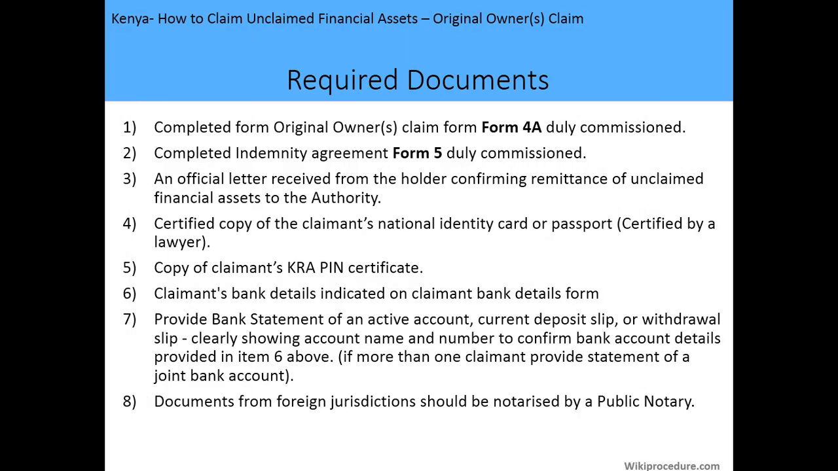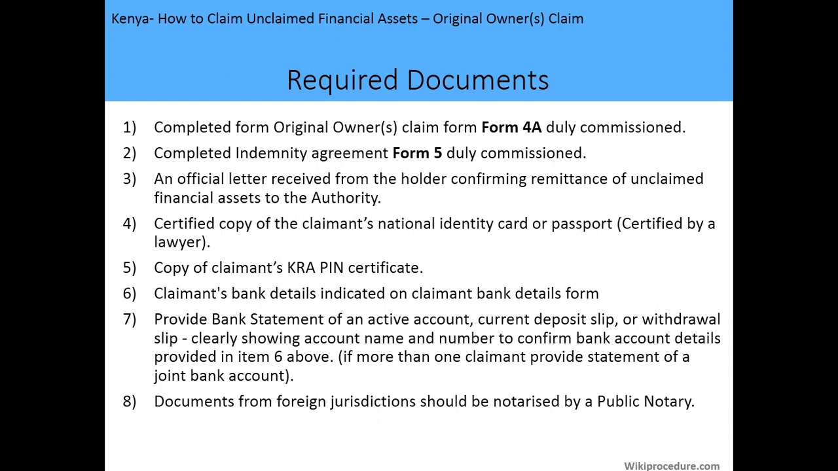The required documents are as follows. You need a completed original owner claim form number 4A, which is duly commissioned, a completed indemnity agreement form 5, which is also duly commissioned, an official letter received from the holder confirming remittance of unclaimed financial assets to the authority, a certified copy of the claimant's national identity card or passport, a copy of the claimant's KRA PIN certificate, and a copy of the claimant's bank details as indicated in the claimant's bank details form.